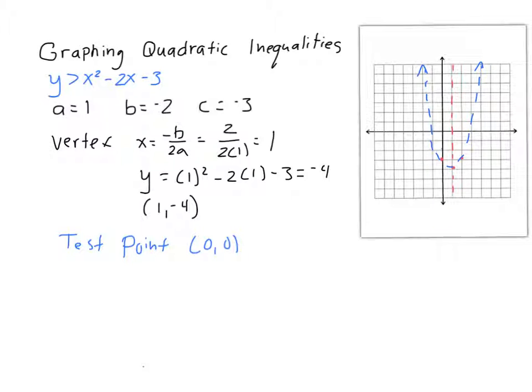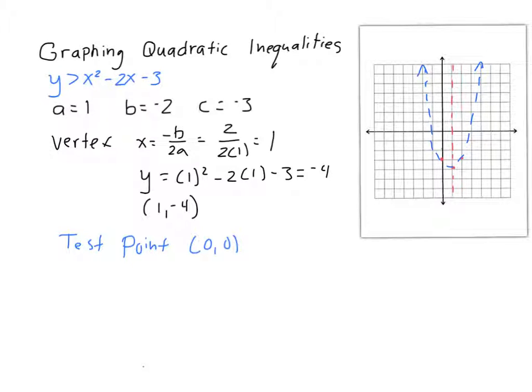The final step in graphing a quadratic inequality is to determine whether we need to shade inside or outside the parabola. To do this, we choose a test point. We can choose any point we want as long as it does not lie on the line that defines the parabola. I'm going to use the point 0, 0. I chose this point because I'm going to have to plug these coordinates back into my original inequality, and zeros are easy numbers to plug in.